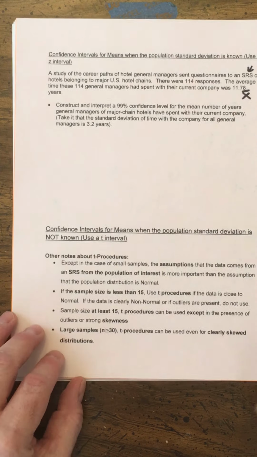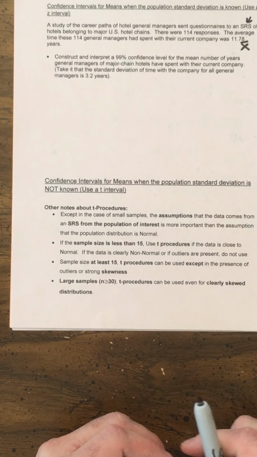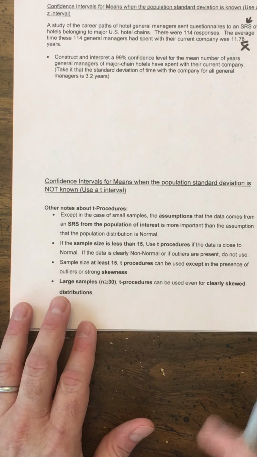Okay, let's take a look at the bottom here. Confidence intervals for means when the population standard deviation is not known.